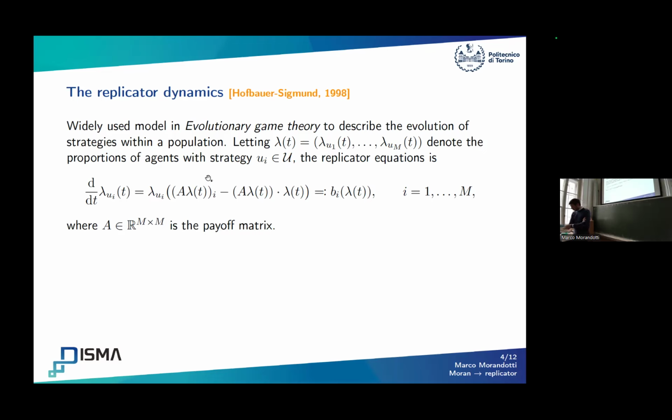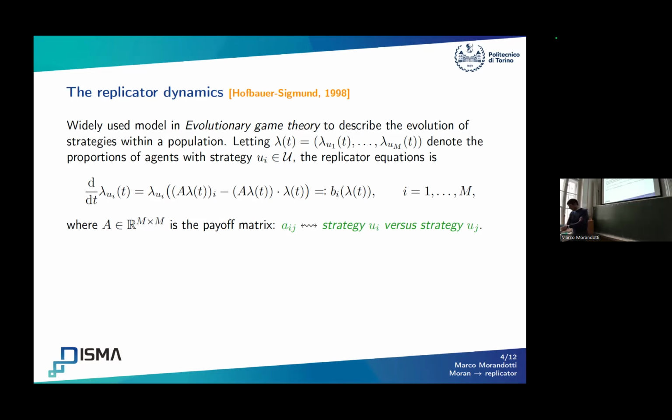It works in this way, where you have this object here. A is a payoff matrix, so A_ij is the payoff that you get when you are playing strategy ui and your opponent is playing strategy uj, and all the possible games that your opponents make. Then you subtract the scalar product of that thing with lambda itself, which basically averages out all the possible other games that I can play. So this tells me the performance if I choose ui against the average.